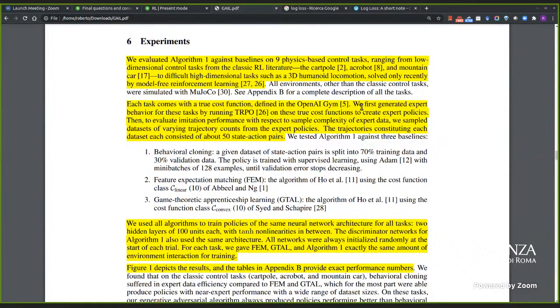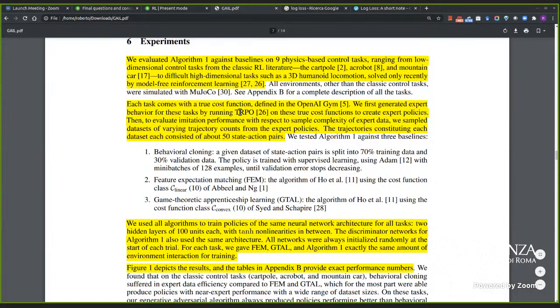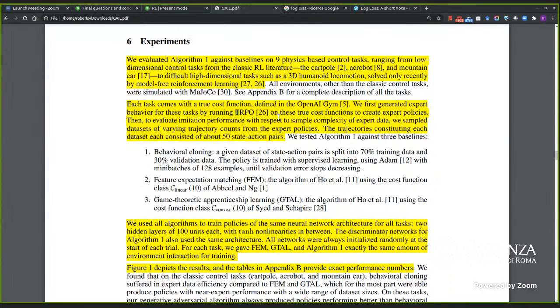So how did they generate an expert? Just for experimental reasons, they first generate expert behavior for this task by running TRPO, the TRPO algorithm, on this true cost function. So they use reinforcement learning to create an expert, and then they use this expert to generate some trajectories, and then they evaluate how well they can imitate that.